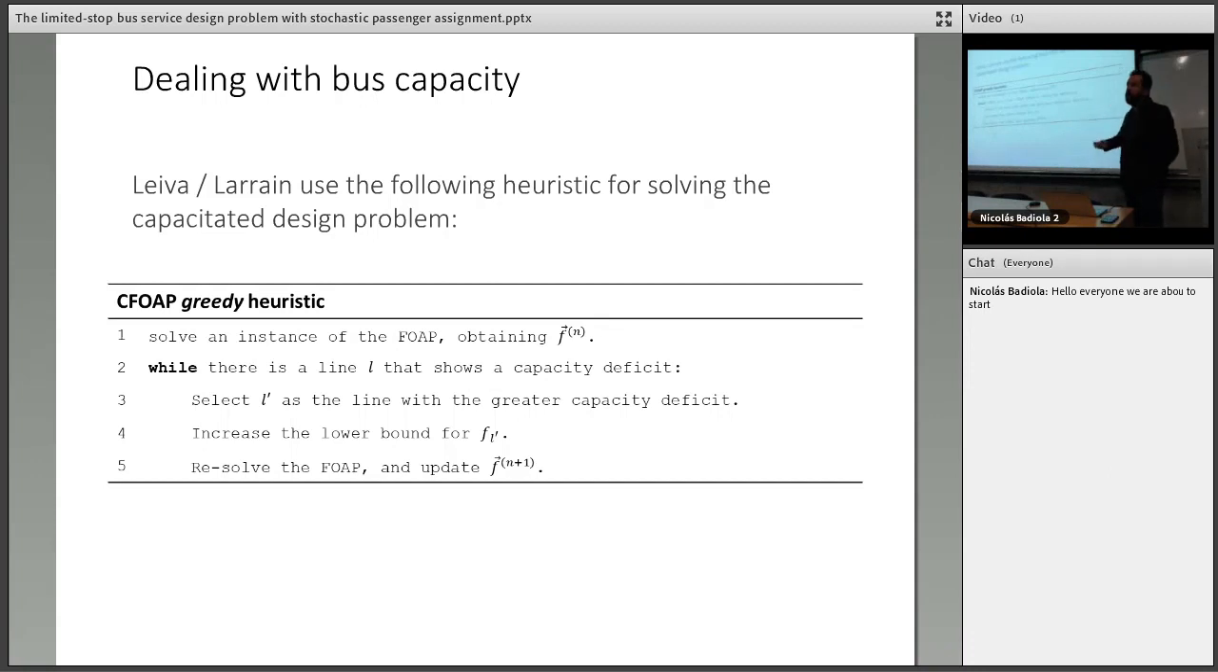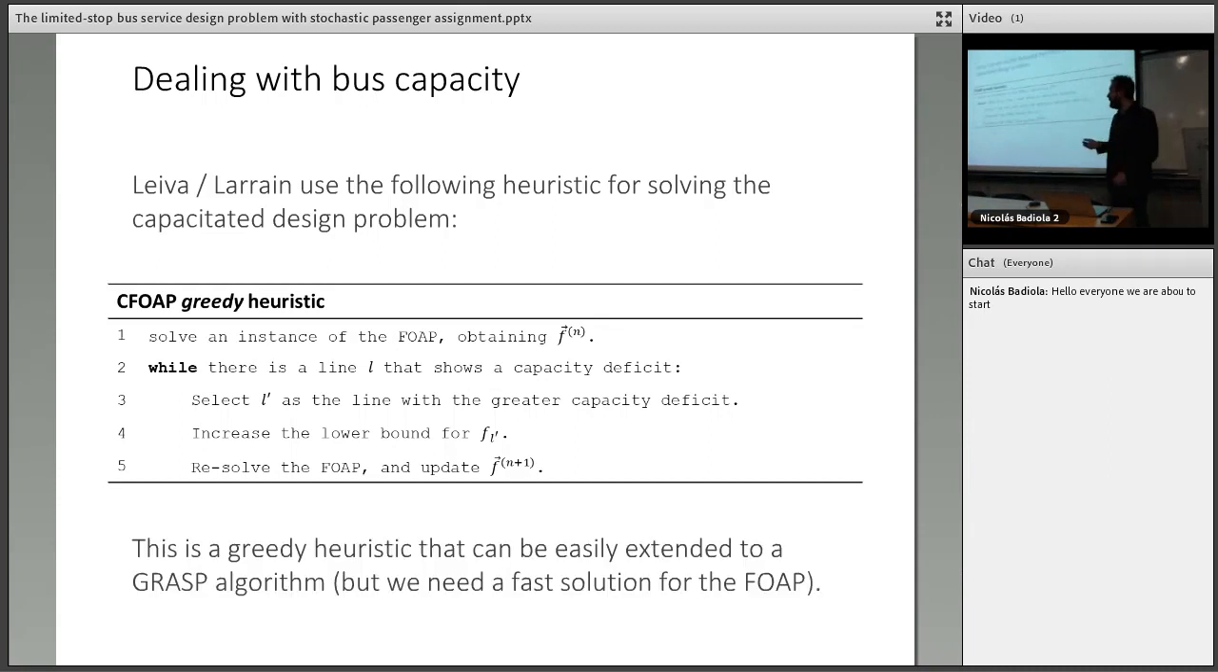And then we would set a lower bound for this frequency. We would estimate the frequency that we need. So to eliminate this problem, at this lower bound, we would resolve the FOAP, update the solution, and then iterate until we find a solution where no lines are overcrowded. But this is a greedy algorithm because we're always selecting the line with the greatest capacity deficit. If we want to extend it to a GRASP algorithm, we just need to change one line of code, basically.